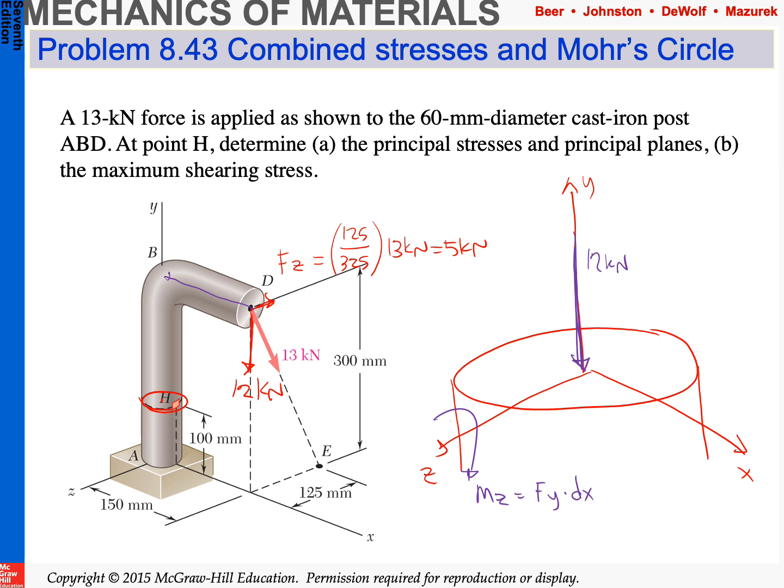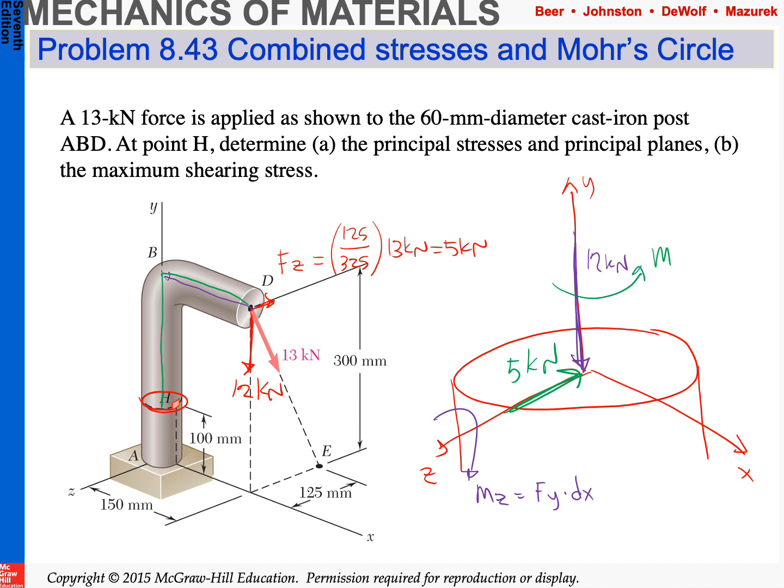For the other force, we have other components, and again, let me try to change colors. We have our 5 kilonewtons, the force in the Z direction, and then when we take that, we have to do two things. We have to move it over here, but we also have to move it down. So for the 12 kilonewtons, moving it down would be anywhere along its line of action, so it's fine. So we end up with two moments.